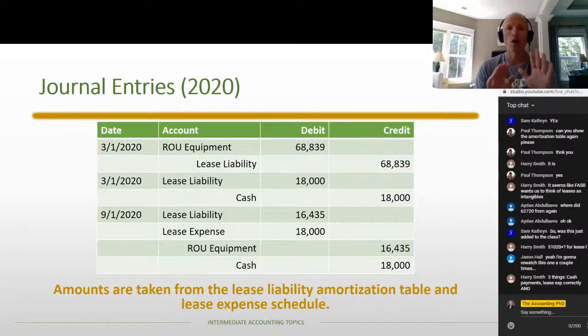So let's talk about all these different pieces. We're going to be going back and forth between the table and what we see here, but you can see that the lease liability has a debit of $16,435. The lease expense has a debit of $18,000. And then we can see those exact amounts reflected in the right of use equipment and the cash. So now let's go back to the tables and see where these numbers came from. We're going to start with the lease liability and the cash.